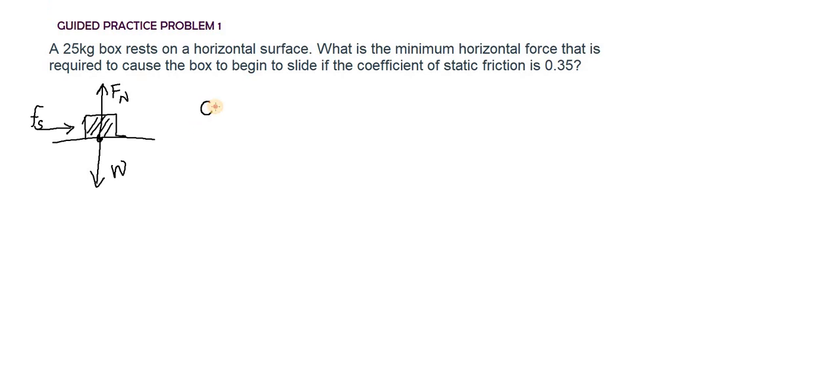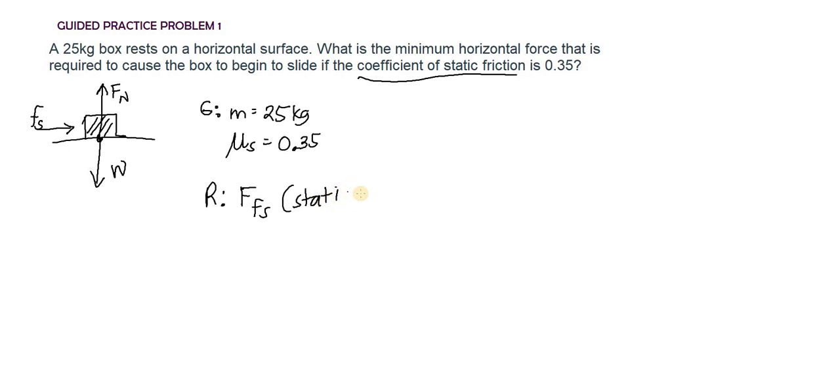So let's write the given. For our given, we have the mass equal to 25 kilogram, and we have the coefficient of static friction, mu sub s, equal to 0.35, no unit. This is a cursive letter u, a small letter u, and it's not letter m. We are asked to find the frictional force, or the static friction, for it to start to move.